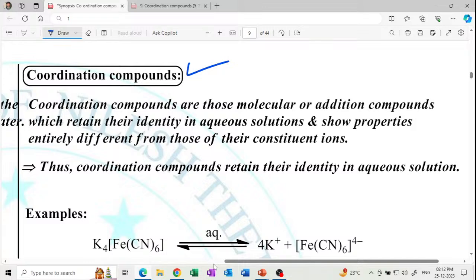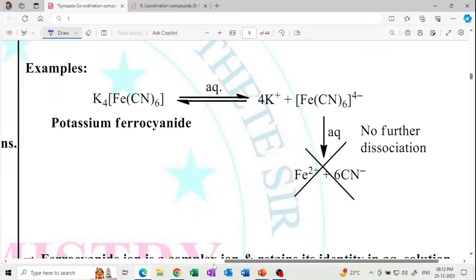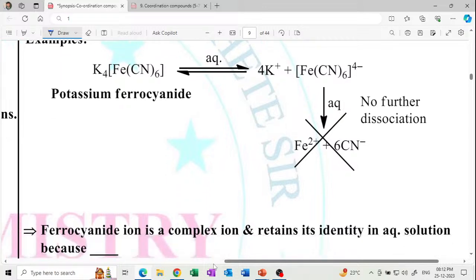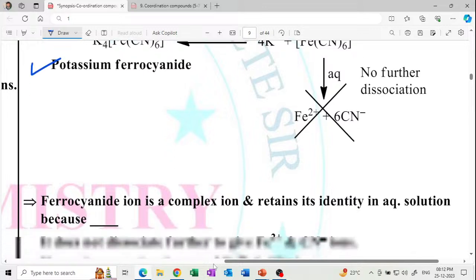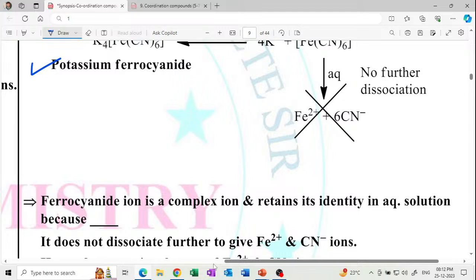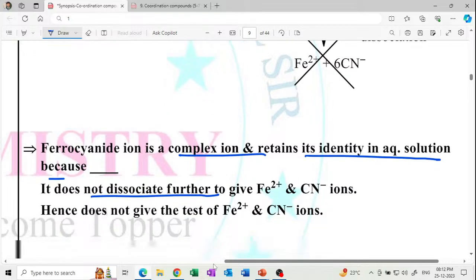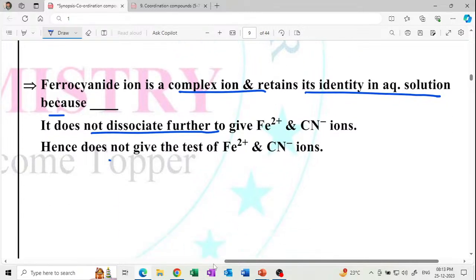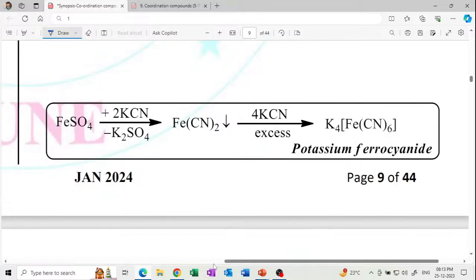Coordination compounds are those molecules which do not retain their identity. They contain at least one complex ion, so there is no further dissociation. So this is called a coordination compound. The ferrocyanide ion is a complex ion and retains its identity in aqueous solution because it does not dissociate further into Fe2+ and cyanide ions. Hence it does not give the tests of Fe2+ and cyanide ions. So this is FeSO4, and this is the complex, potassium ferrocyanide.